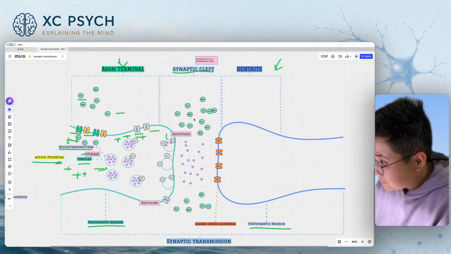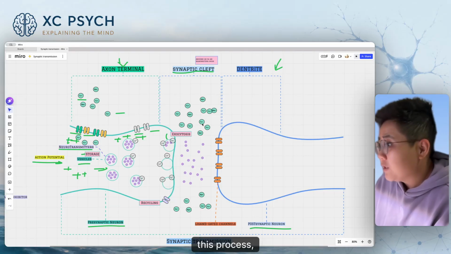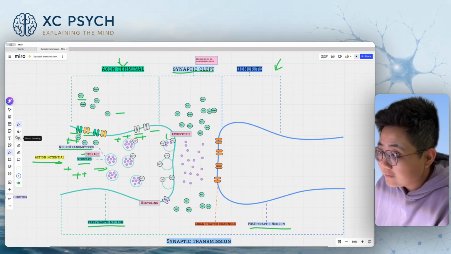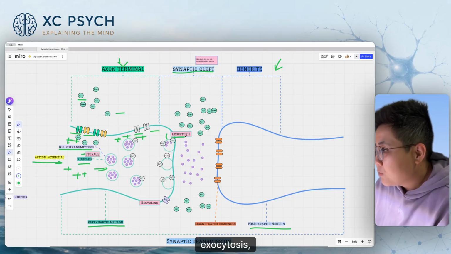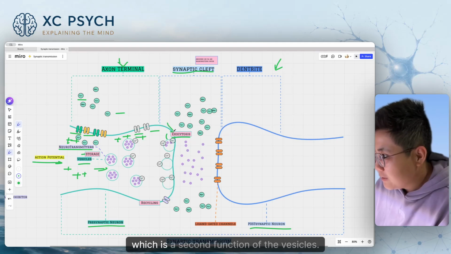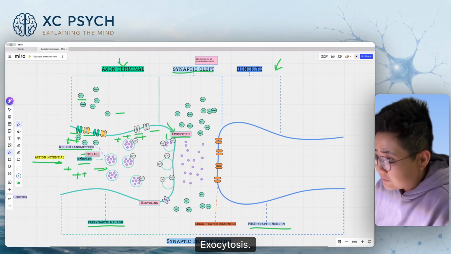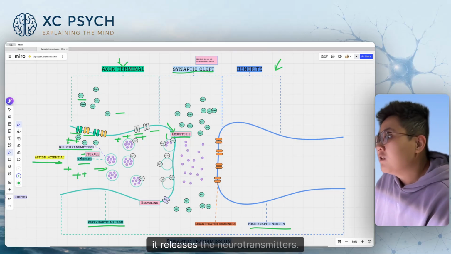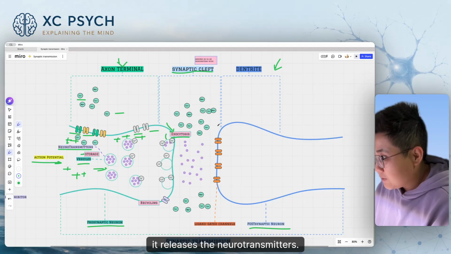And then this process is called exocytosis, which is the second function of the vesicles. Exocytosis. It stores neurotransmitters. It releases the neurotransmitters.